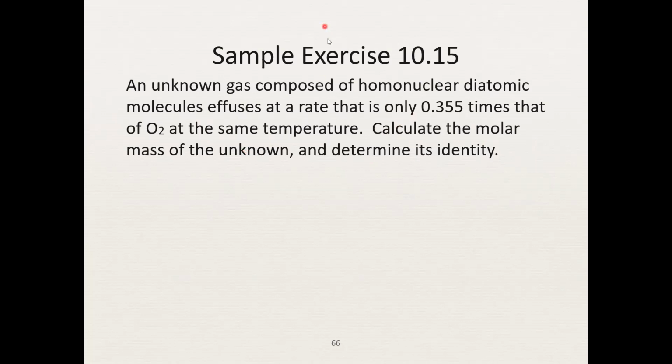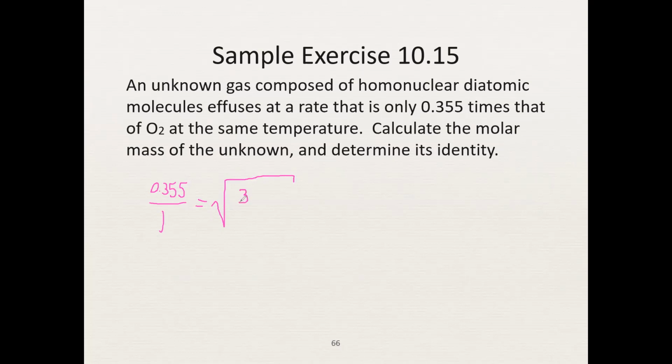And with it, we can use that rate equation, where the rate of the unknown gas is 0.355 of oxygen. So I'm just going to put 0.355 on top, and then oxygen would just be 1, so we can place that on the bottom. And then on the opposite side, we'll have the square root of the molar masses, just in the inverted order.